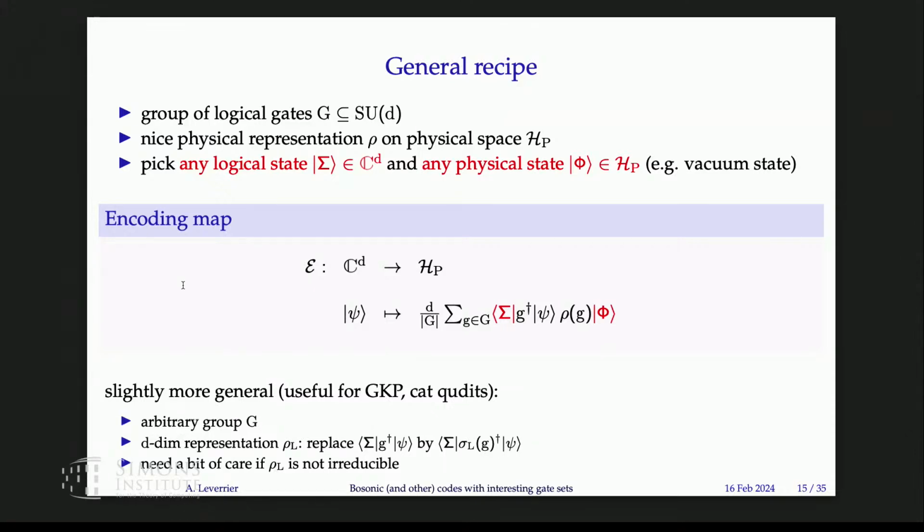But okay, so that's the basic recipe. The recipe is this: you pick any physical state that you like, any logical state, and this gives you a code, or this gives you an encoding that has the property that if you apply rho of G on your state, it will apply logical G on your logical state. What's Sigma L, sorry, it should be rho L. Okay, so it's the representation of the group on SU(d).